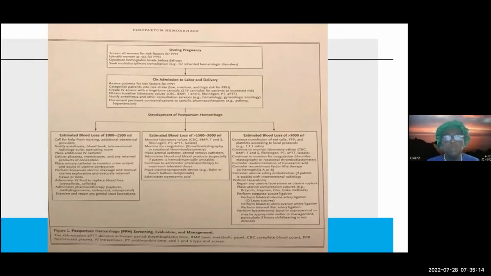Anesthesia should always be notified in the event that there could be a potential problem, but like I said, for the most part, anesthesia is normally readily available. Then it goes through the development of postpartum hemorrhage, as you can see there. If there's an estimated blood loss of 1,000 to 1,500, there's a protocol. If it's 1,500 to 3,000, there's a protocol. And if it's greater than 3,000, then you have the protocol using all the different drugs, which we can discuss as we go.